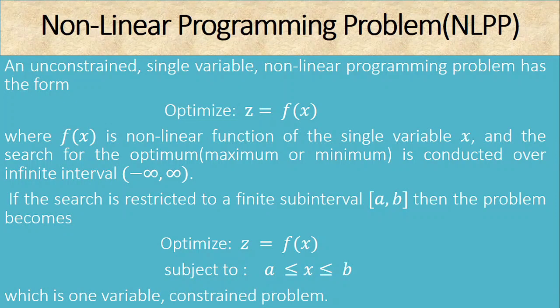Now, if our search is restricted to a finite subinterval [a, b], then the problem becomes: optimize z is equal to f of x subject to x lying between a and b. Then it is a one variable constrained problem.